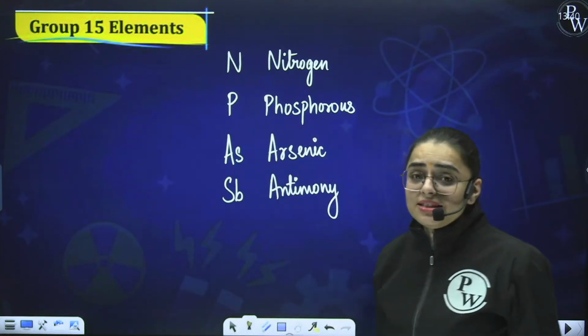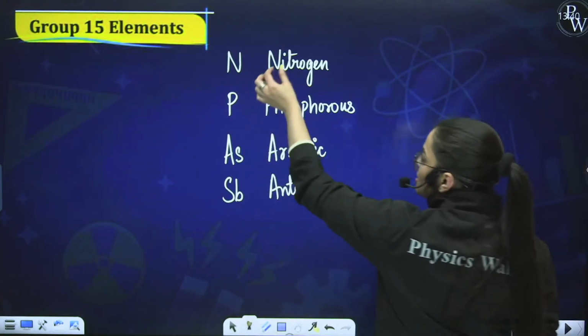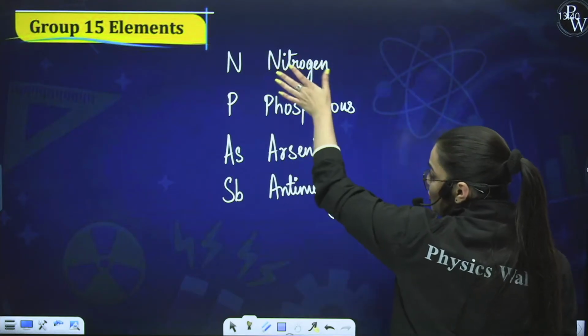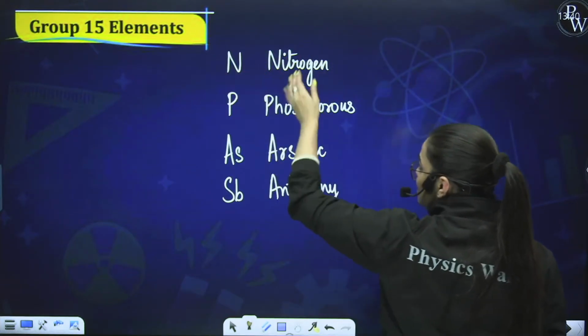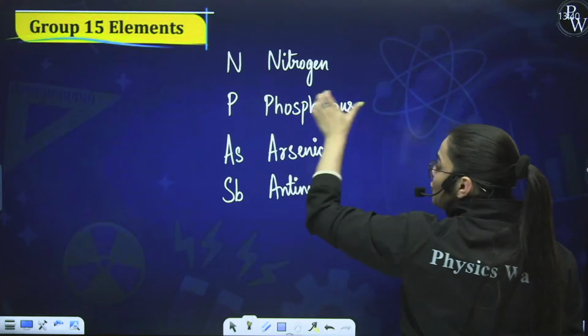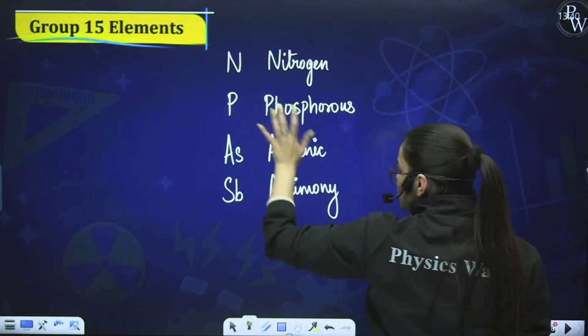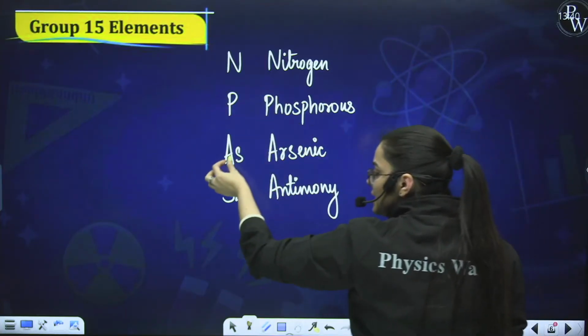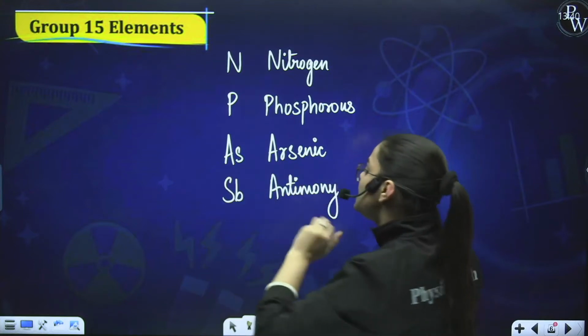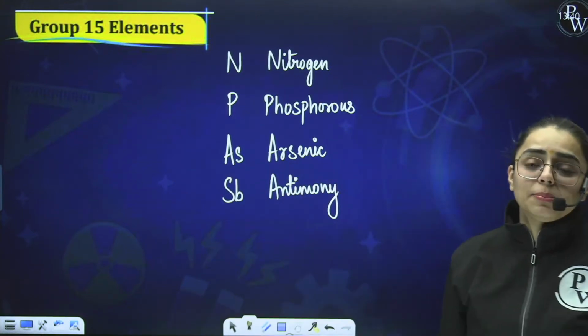Okay, what is the reason that, see, here the name of the element is nitrogen and it is represented by capital N, the first initial letter. Then phosphorus, the first initial letter is P, so represented by P. Arsenic is represented by As, but antimony is represented by Sb. Why, ma'am? Why is it happening over here?